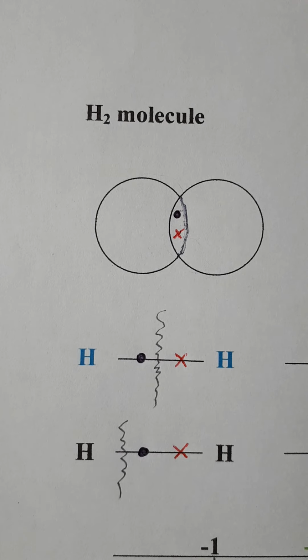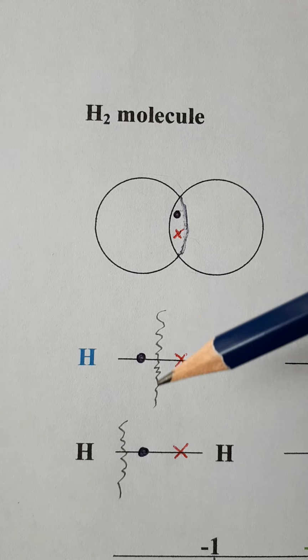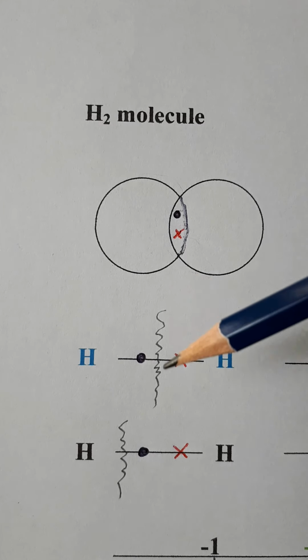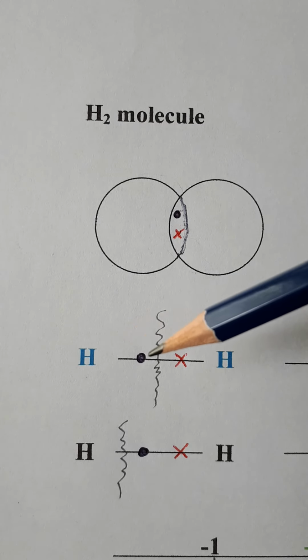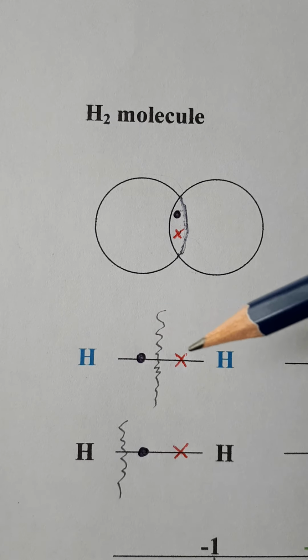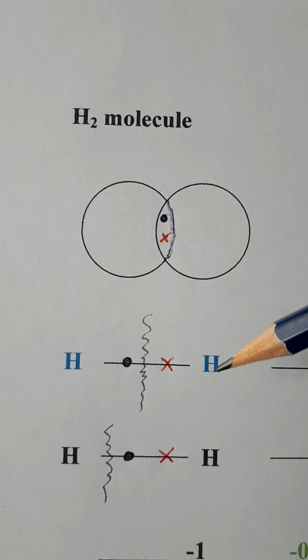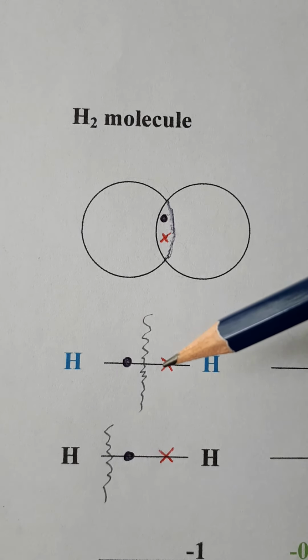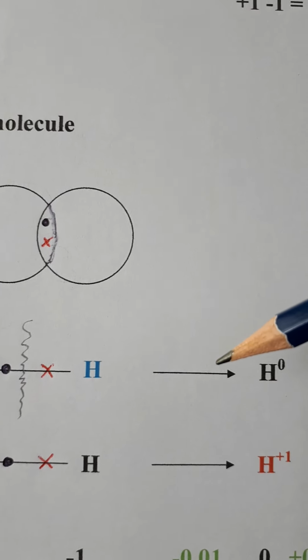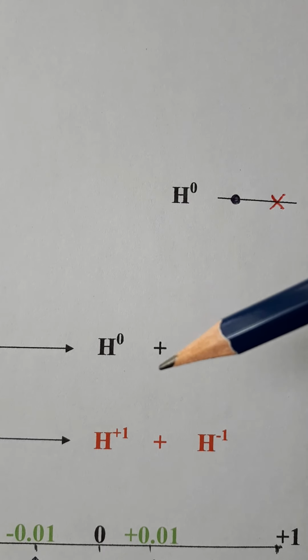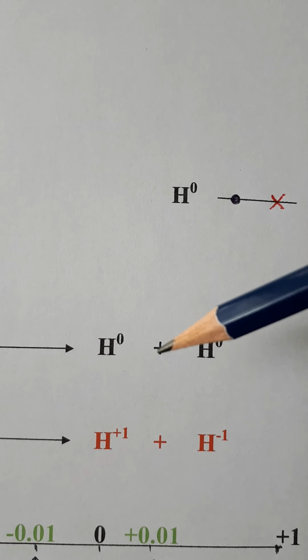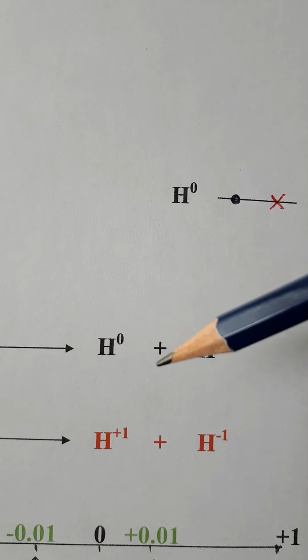Now this molecule, if I break this molecule from the middle like this, what is the end result? This atom will take this electron, this atom will take this electron. So they will end up with two atoms with 0 charge. +1 -1 is equal to 0. So we end up with two atoms. What is the meaning of this plus here? It means and. This atom and this atom.